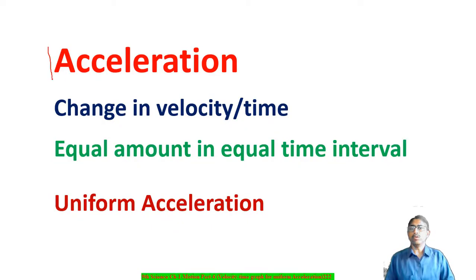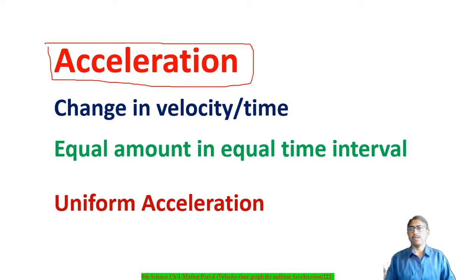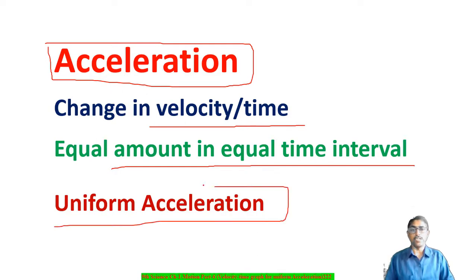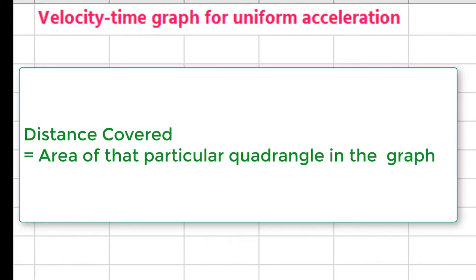Students, we know the acceleration. What is acceleration? Acceleration is nothing but the change in velocity per unit time. But when that velocity changes in equal amount in equal time intervals, then it is called uniform acceleration. And for this uniform acceleration we are now going to plot the graph. We have to prove here that the distance covered by that train is equal to the area of that particular quadrangle in the graph.